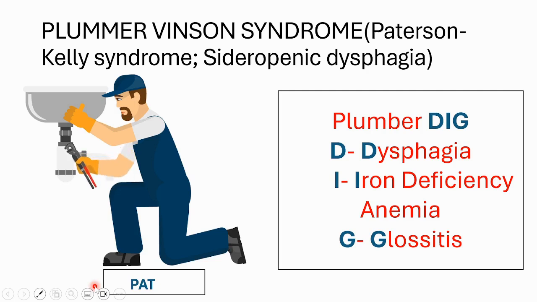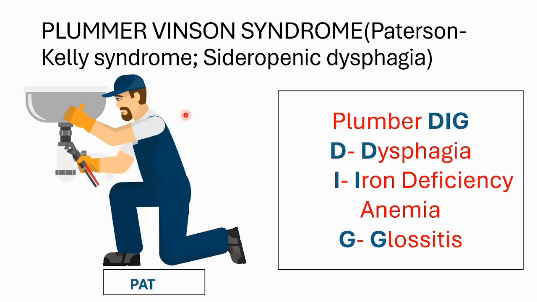So now let's discuss Plummer-Vinson Syndrome, a condition that shares features with iron deficiency anemia but comes with some added characteristics. It is also called Patterson-Kelly syndrome or sideropenic dysphagia. To break it down, sidero means iron, penic means deficiency. So it literally means iron deficiency dysphagia.